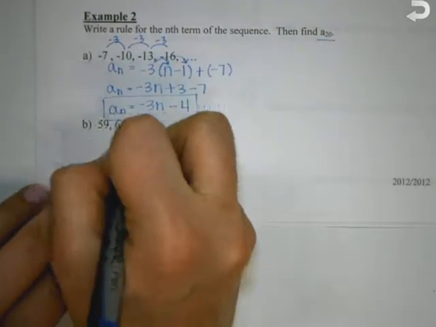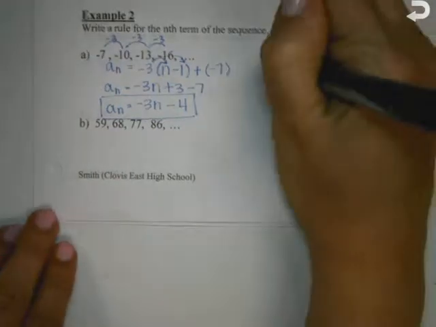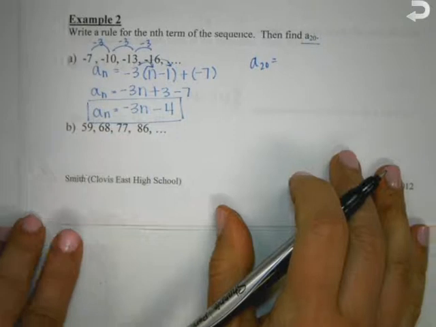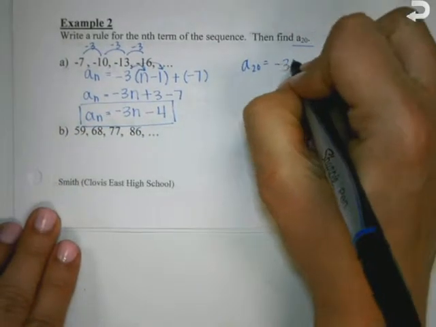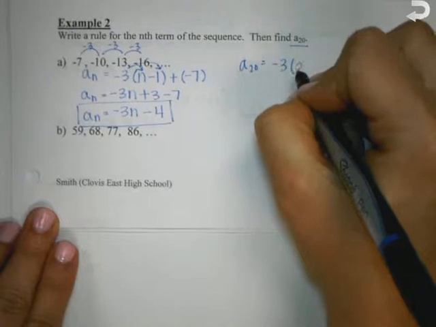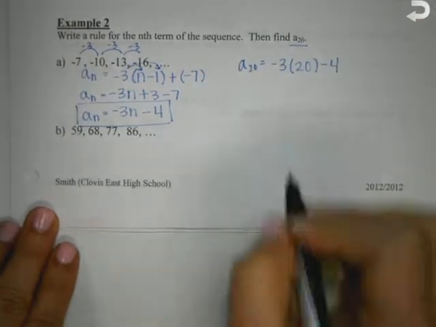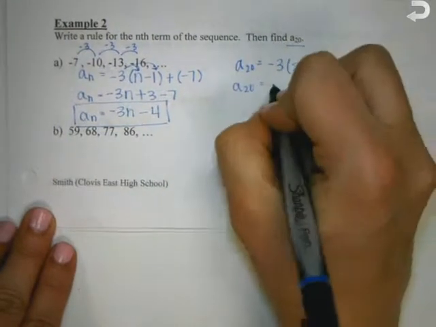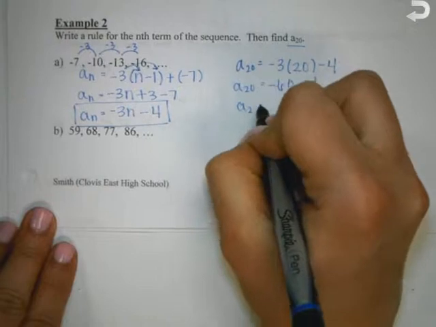And then we want to find A sub 20. So we're going to take A sub 20 and plug it in to this formula that we just found. So -3 times 20 minus 4. So A sub 20 equals -3 times 20, which is -60, minus 4. So A sub 20 is equal to -64.